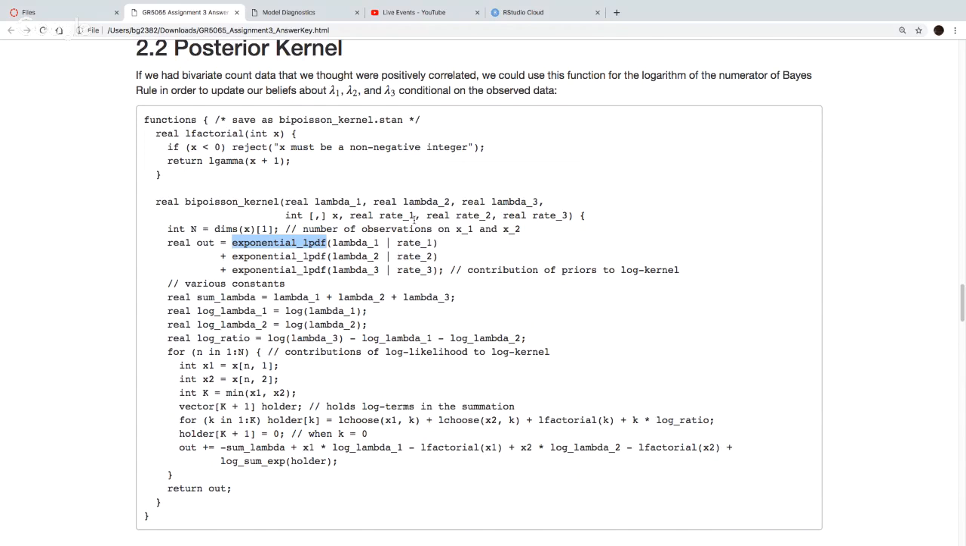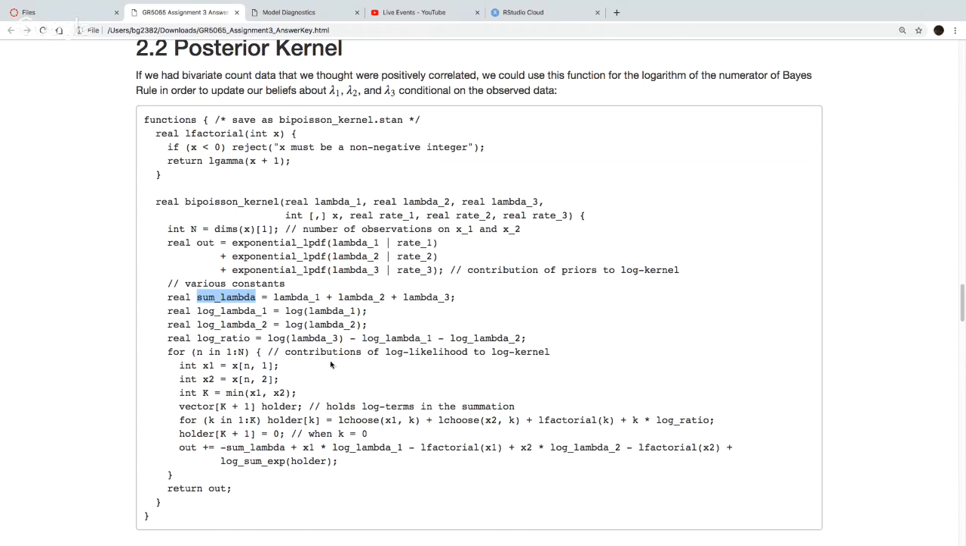So that is going to be the contribution for the prior. And then we're going to want to make one contribution for each of our n observations on the two variables that we're modeling. In order to do that efficiently, we can calculate various constants in advance that don't vary by n in this case, although in a more complicated model they could. So the sum of the lambdas, the log of lambda 1, lambda 2, and then the log of lambda 3 minus those in order to get that ratio term that's under the summation on Wikipedia.